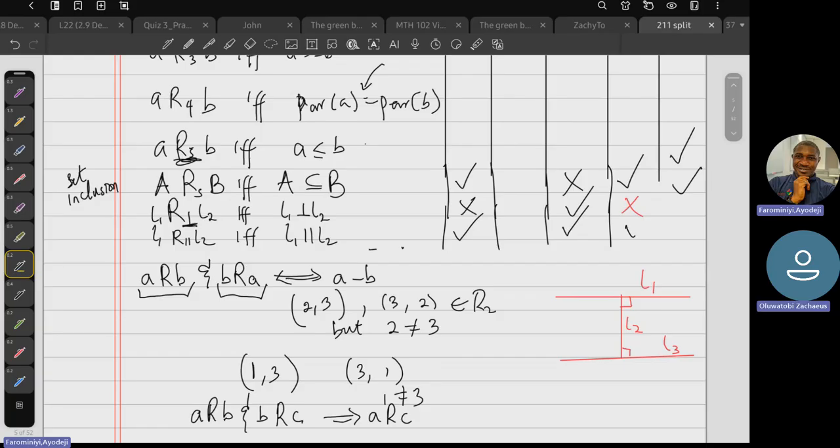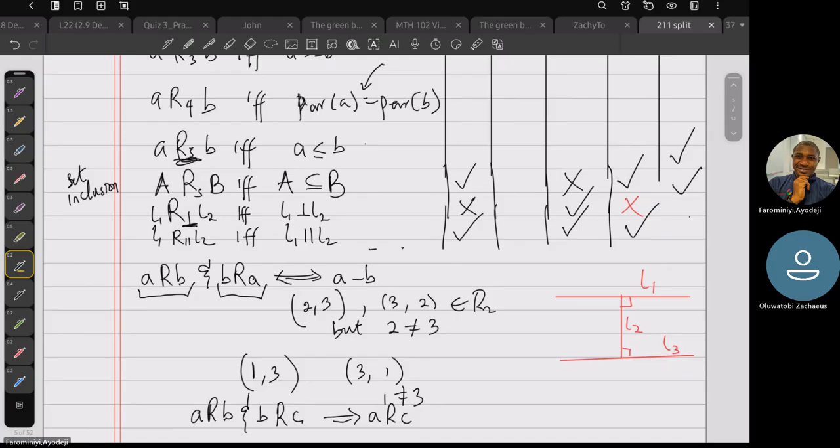Then, is it antisymmetric? Yes, sir. It is not. Line 1 and line 3 in this diagram, are they the same? No, sir. Line 1 is parallel to line 3, and line 3 is parallel to line 1, but line 1 is not equal to line 3, so it is not antisymmetric.